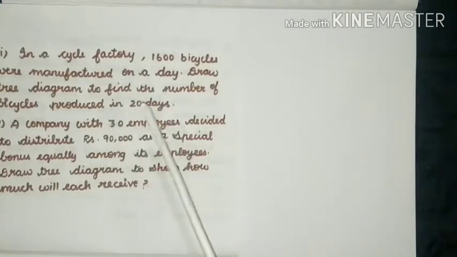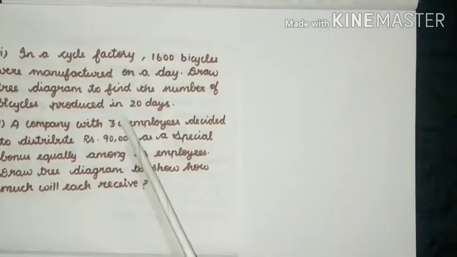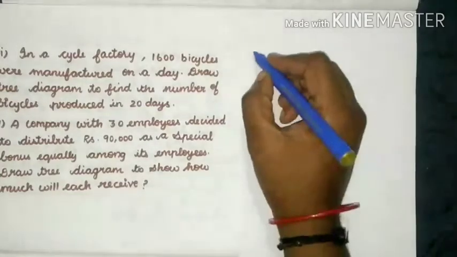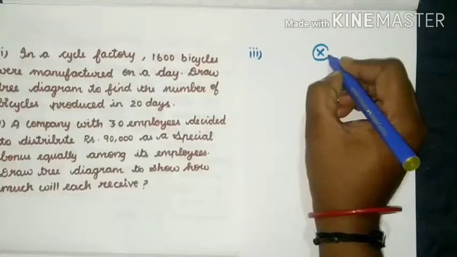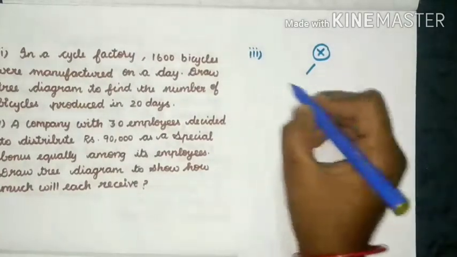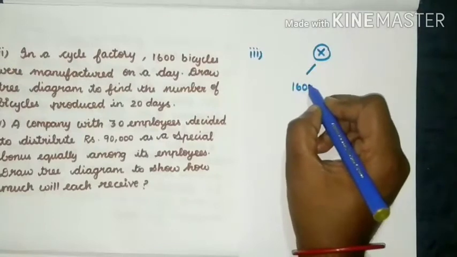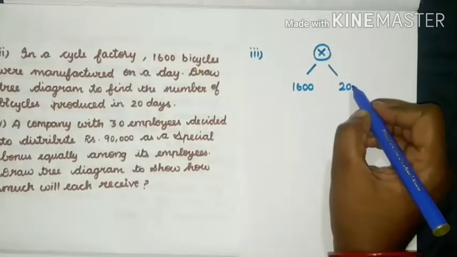Here, one day's manufacturing of cycles is given. We have to find it for 20 days, which means, yes, it is multiplication. So, here you have to use the multiplication operation. First, you have to write the number of bicycles here and then the number of days.